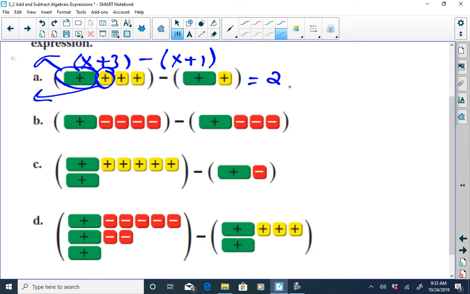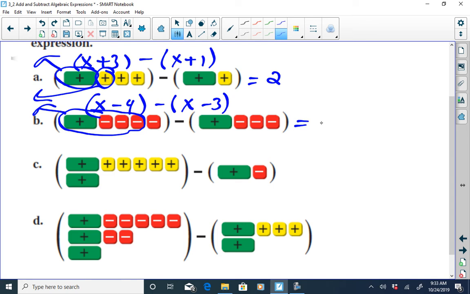Okay, let's look at the next example. This is 1x minus 4. But now I need to take away 1x minus 3. So I'm going to circle that and take that away, right? 1x minus 3, I'm going to take away 1x minus 3, and I'm going to be left with negative 1. I just have one negative left over there. So the difference between x minus 4 and x minus 3 is going to be negative 1.